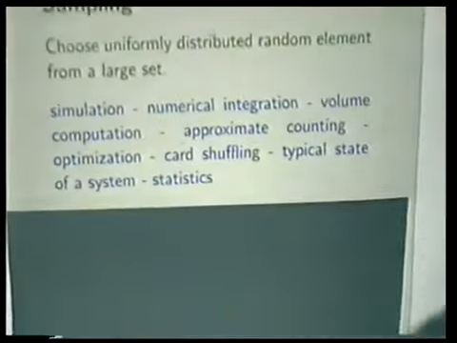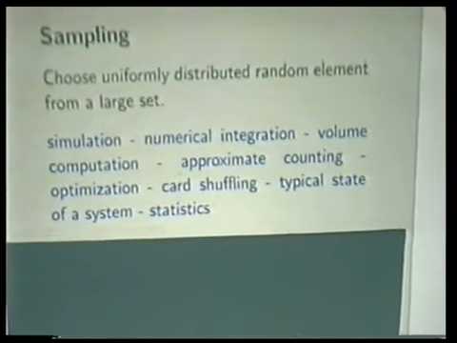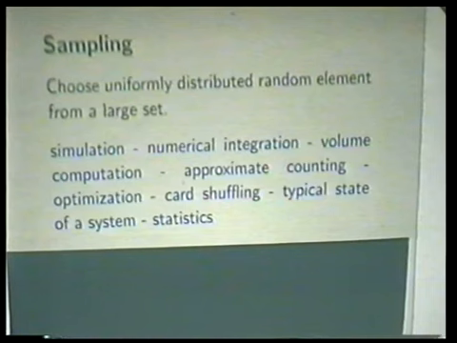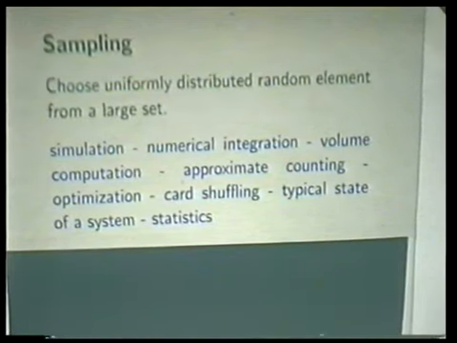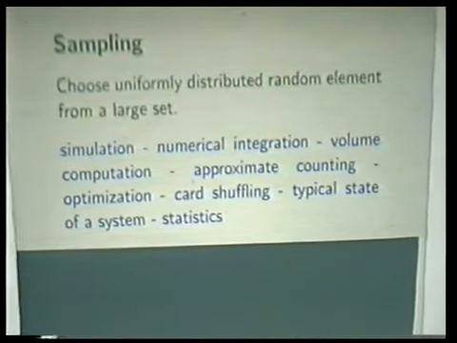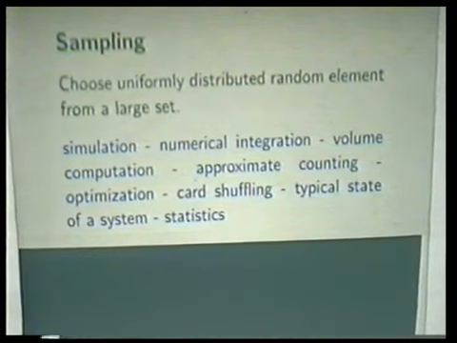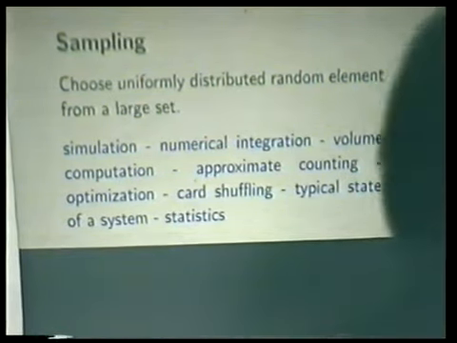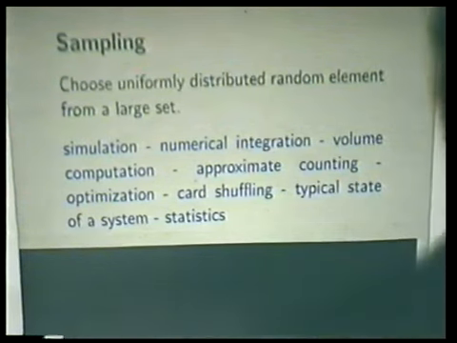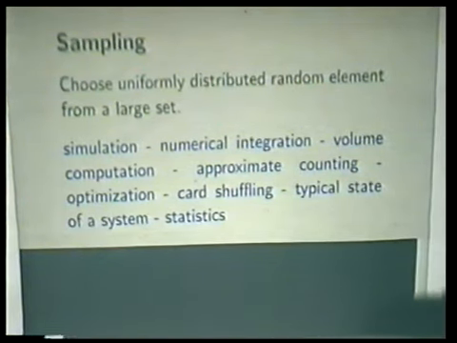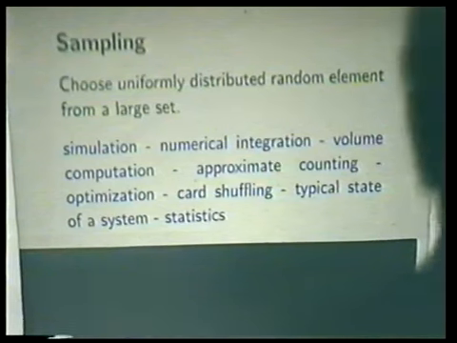Well, I just want to mention that applications of this are all over the place, from numerical analysis to physics to card shuffling, which is probably the most classical special case of sampling problems. So you want to sample from the 52 factorial possible arrangements of your deck of cards.